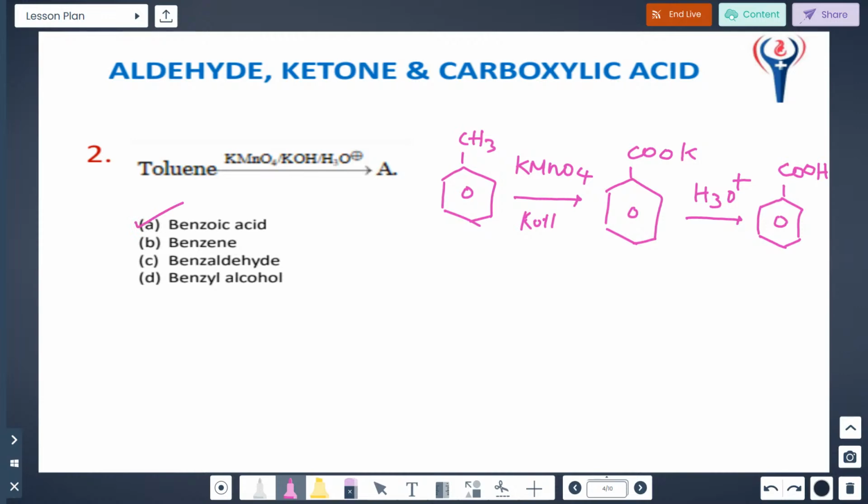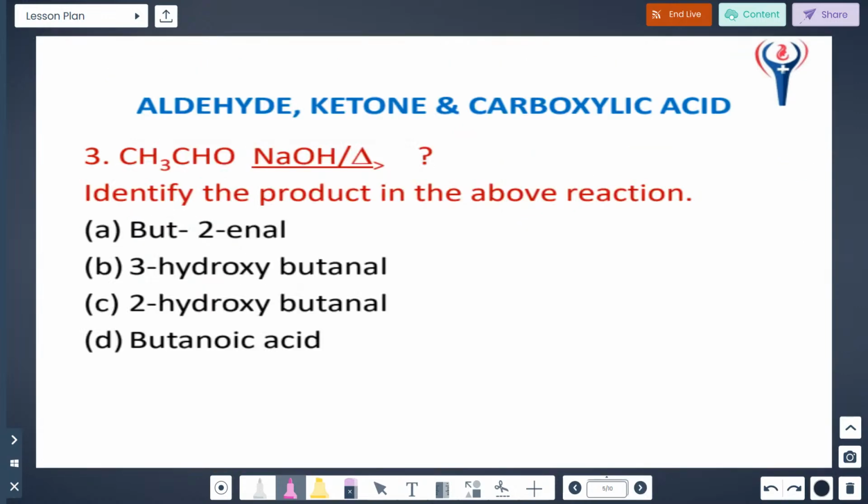Are you following? Okay. Now the next one. Aldehyde chapter. Here CH3CHO with NaOH in presence of heat, a very important reaction. First of all, you see NaOH, then here CH3CHO. One familiar reaction in this chapter is aldol condensation. What's the condition for aldol condensation? Nothing but aldol reactions and Cannizzaro reactions.